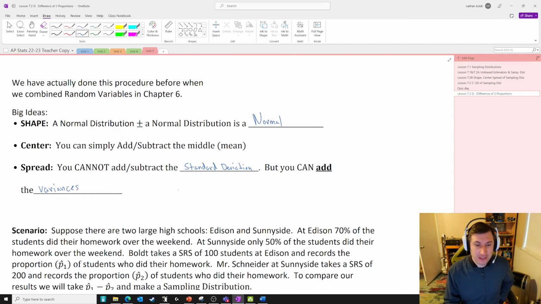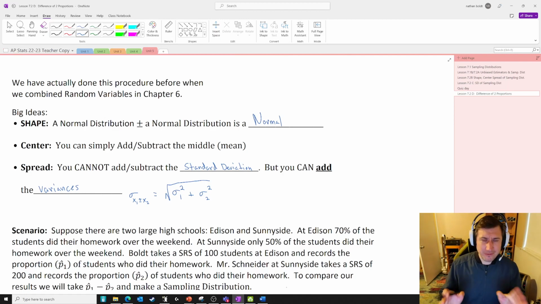So remember, the standard deviation of the first variable and the standard deviation of the second variable, we can't add those. So we have to square them, and then we can add them together. But then we have to get rid of the squares, so we square root to go back to the standard deviation. So the standard deviation of the first variable combined, either adding or subtracting the second variable, is equal to the square root of sigma 1 squared plus sigma 2 squared. Hopefully that rings a bell. We did that before break.